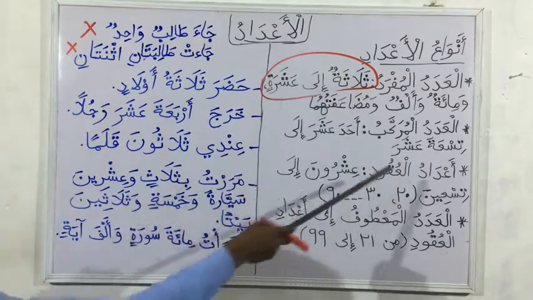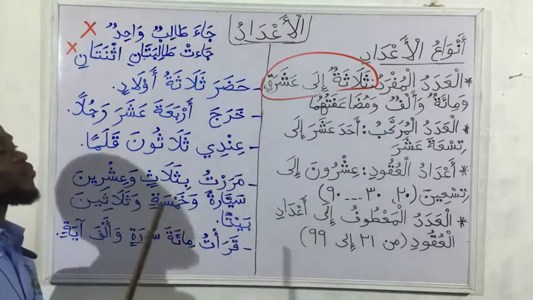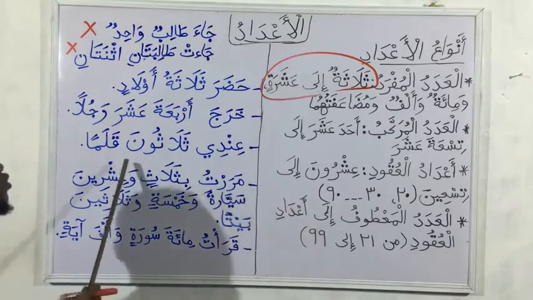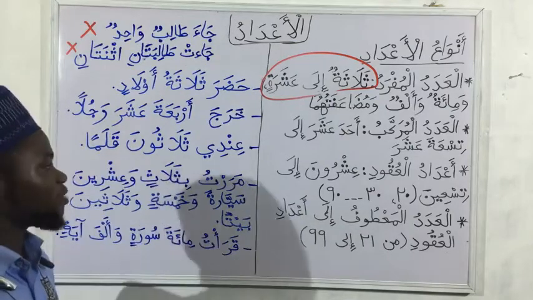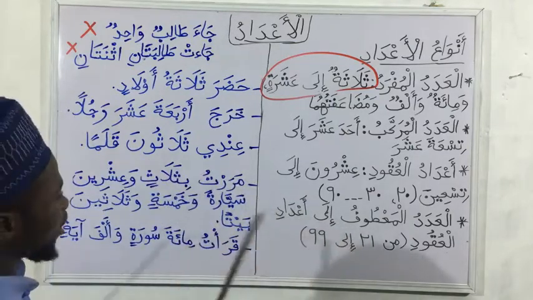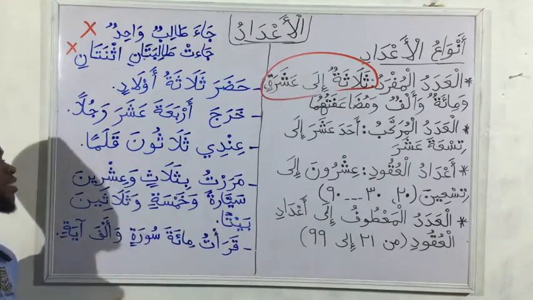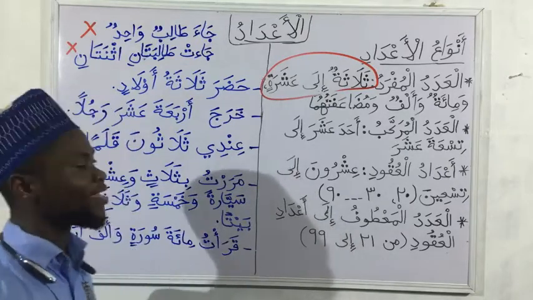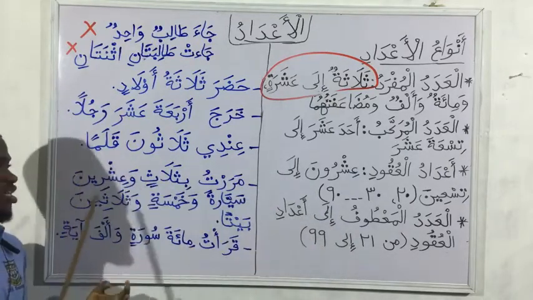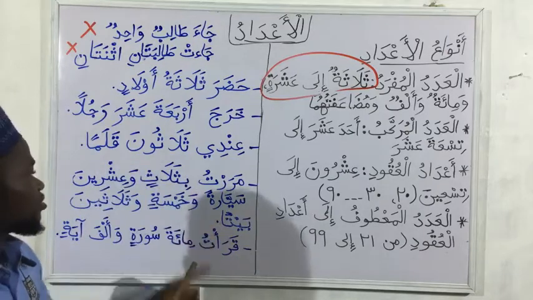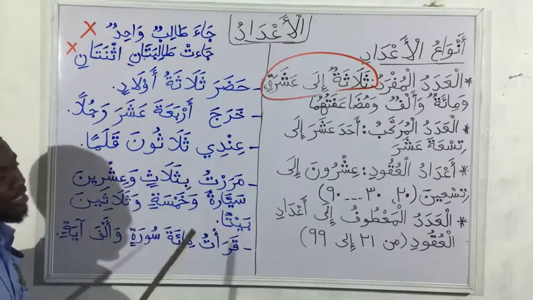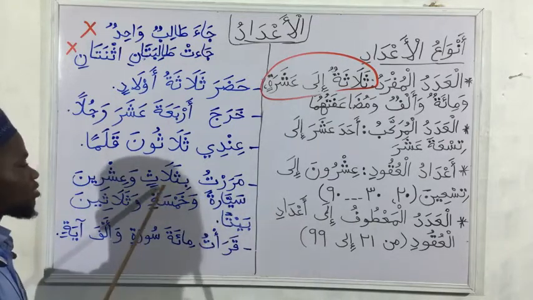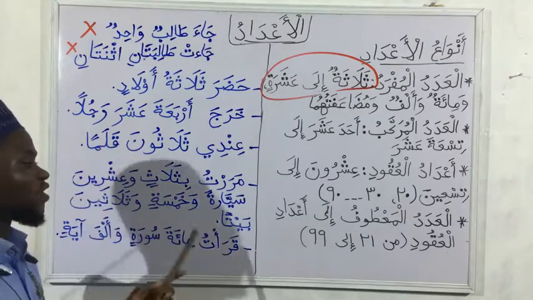Then the next one for Adadul Uqud: Indi Salasuna Qalaman. I have 30 pens. Then the next one for Al-Adad Matuf: Marartu Bisalasin wa Ishirina Sayyaratan, wa Khomsatin wa Salasina Baitan. I walked past 33 cars and 35 houses.